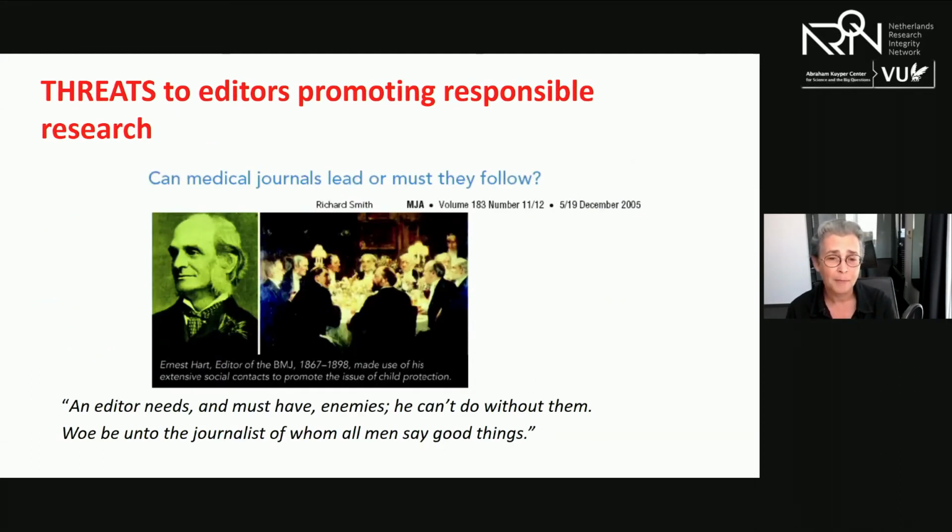And actually, when you look at editors, this is a quotation from Ernest Hart, who was the editor of the BMJ in the 19th century, who said that an editor needs and must have enemies, that you can't do without them. And if everybody thinks well of you, then you're not a good editor. So the editor is there to be provocative and to lead and to follow the change, but not in all things, only in those things that matter to them.